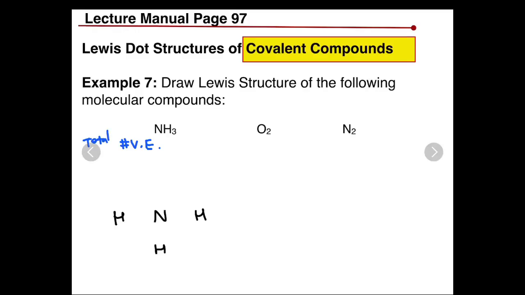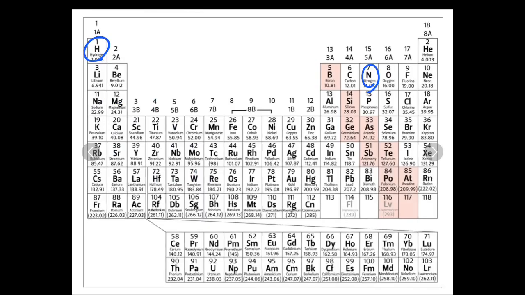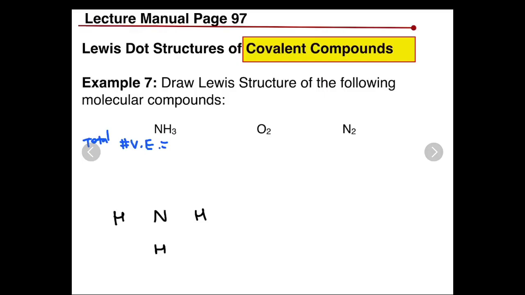Hydrogen is going to have 1 valence electron, and nitrogen would have 5. Therefore, in this case, you add those up together, 5 plus 3 from the hydrogens, and you have 8 electrons total. When you have 8 electrons total, what you are going to do next is start with the single bond first.